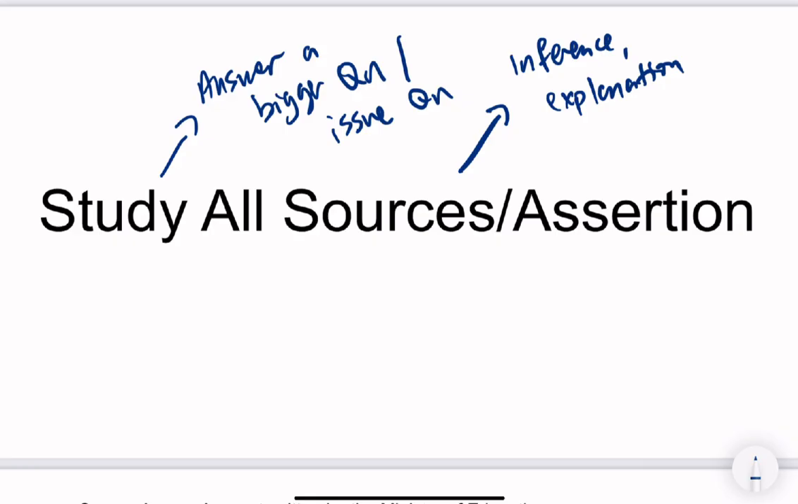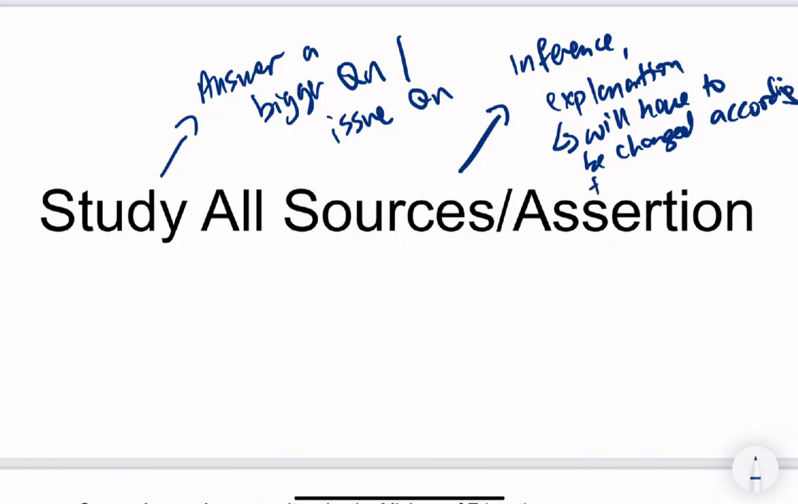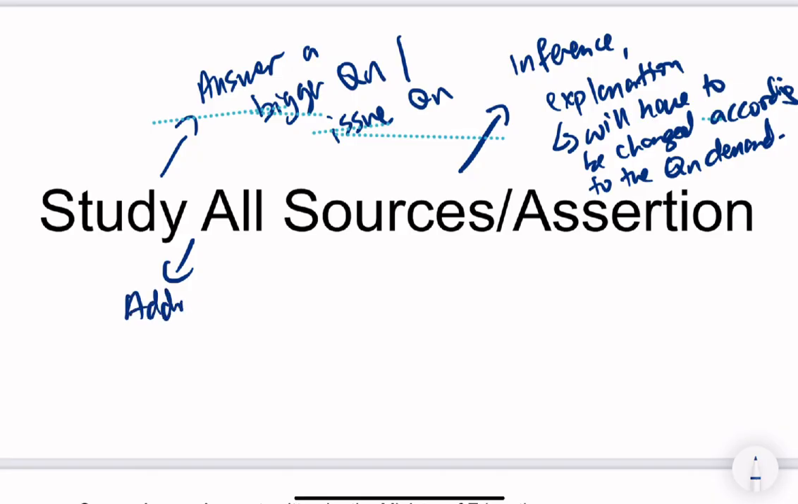What I mean is that the explanation will have to be changed according to the question demand. The explanation would have to address the question that's being asked, and the answer should be in line with this particular question too.